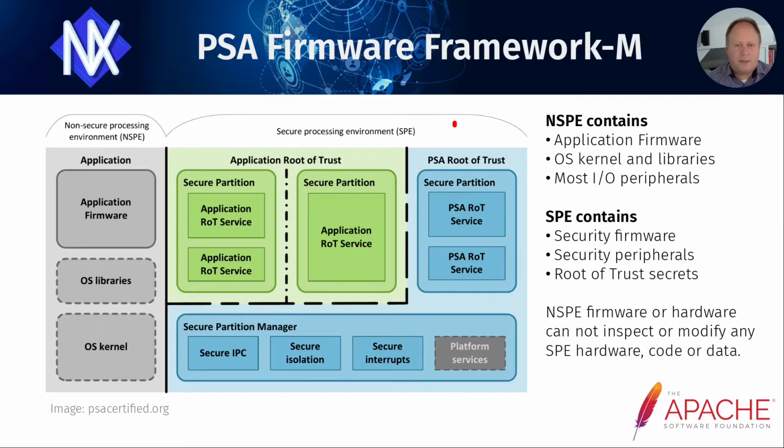There is a set of services defined in PSA standards which are called the PSA root of trust services. Vendor-defined additional services can be implemented in application root of trust services. The number of partitions and their characteristics are declared in configuration files prior to build time. Some peripherals, typically the crypto accelerators, are assigned to specific partitions within the secure processing environment. Also, the root of trust secrets, which are typically cryptographic keys, are accessible only within the secure processing environment.